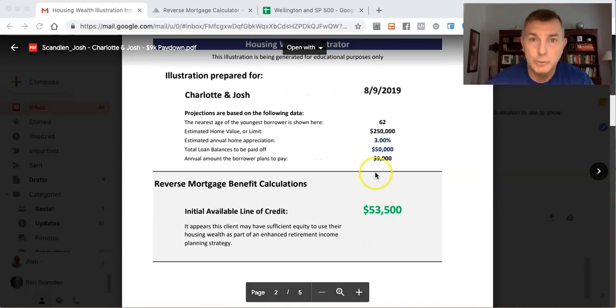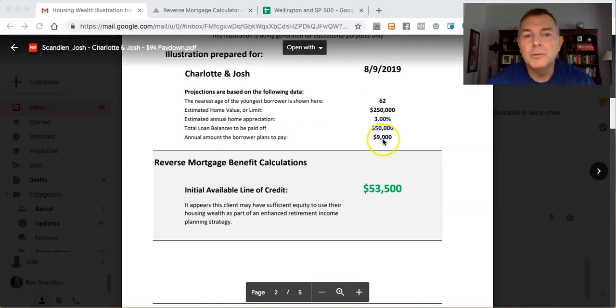I'm going to drop that down when I show you the spreadsheet I developed. Total balance to be paid off, because remember, your reverse mortgage can't be subordinate. It's got to be first, so it's got to pay off any other debt that's outstanding. An amount the borrower plans to pay back. So they're saying you're going to pay $750 a month back, $9,000 a year until this sucker's paid off.